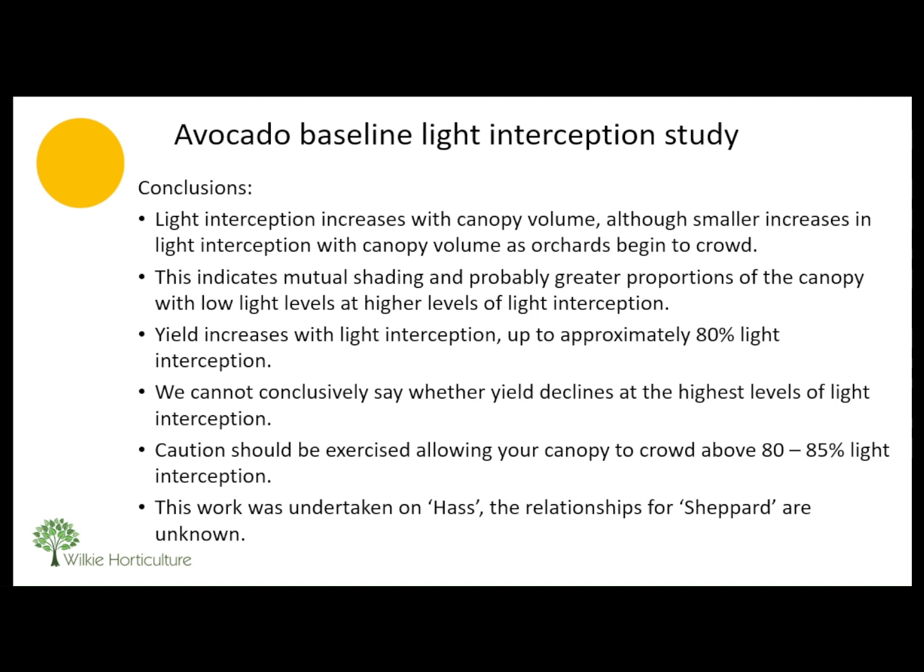But I think it's fair to say that caution should be exercised allowing your canopy to get above 80 to 85% total light interception. This was undertaken on Hass, unknown what the relationships will be for Shepherd.